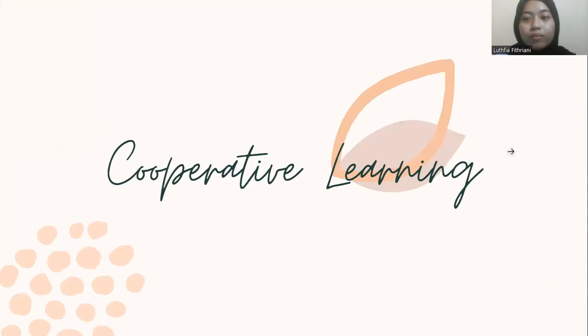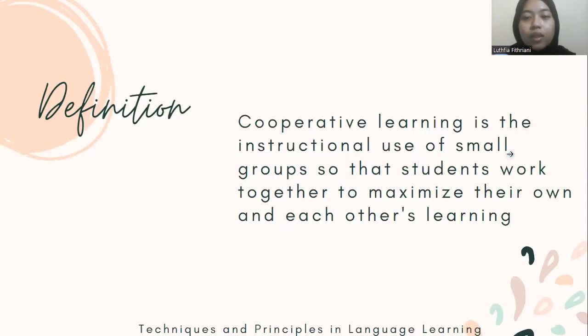Cooperative learning. Cooperative learning is the instructional use of small groups so that the students work together to maximize their own and each other's learning. When the students cooperate together toward a common goal, they will perform better inside the classroom, and it has very good effect on increasing the students' skills.